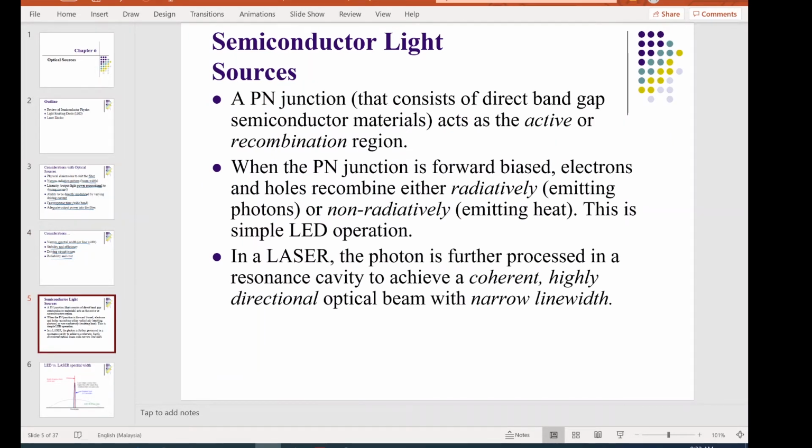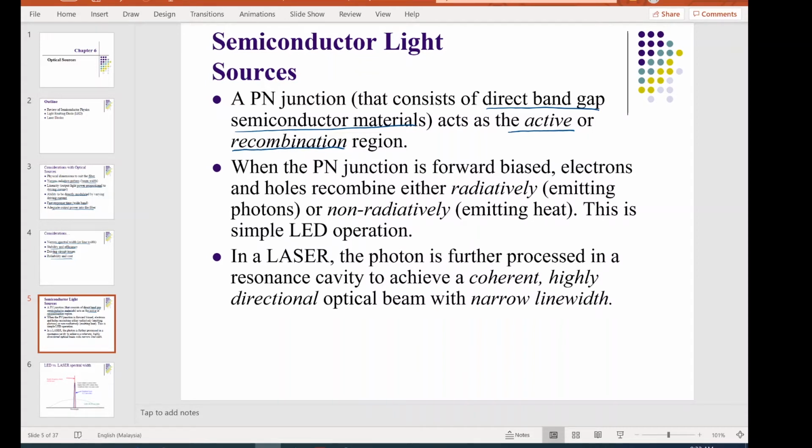In terms of review on semiconductor light sources, we're going to need to visit a PN junction, the basic PN junction, that consists of direct band gap semiconductor material, and it will act as the active region, also called the recombination region.